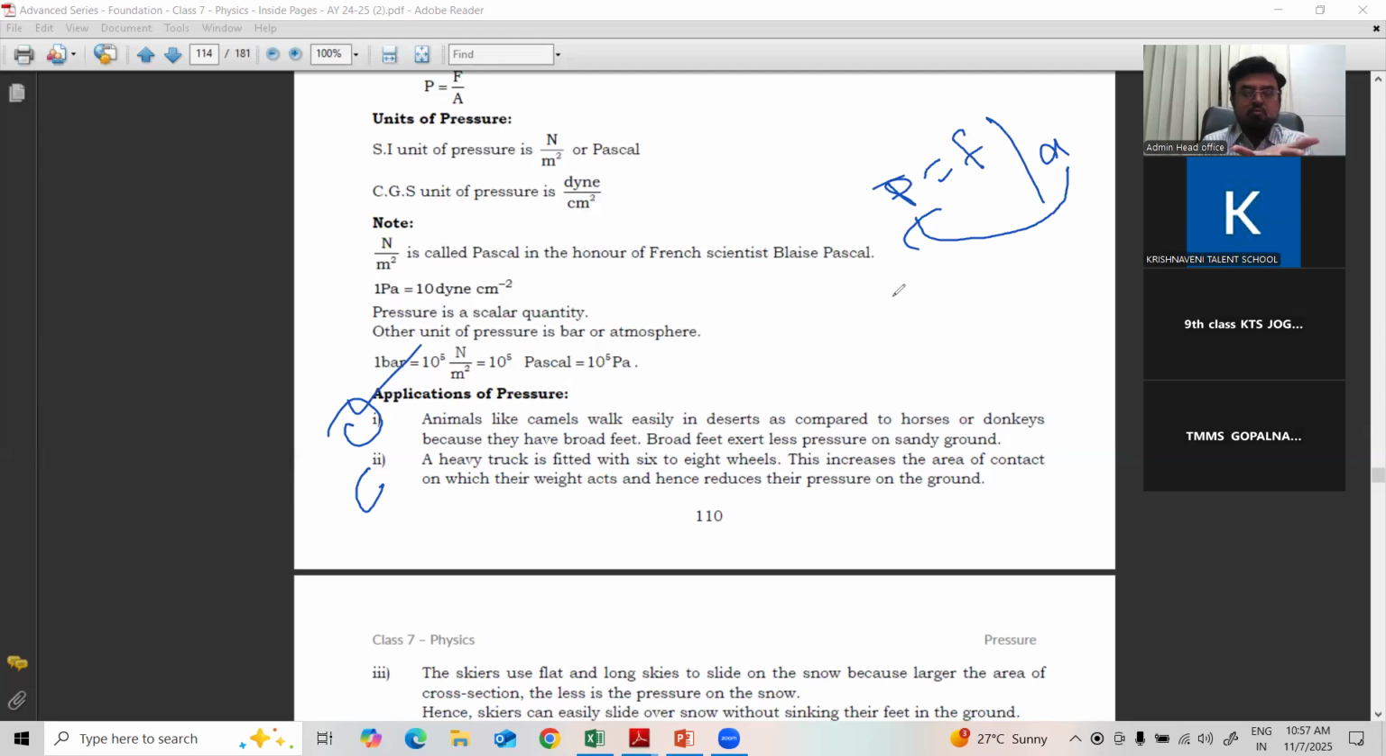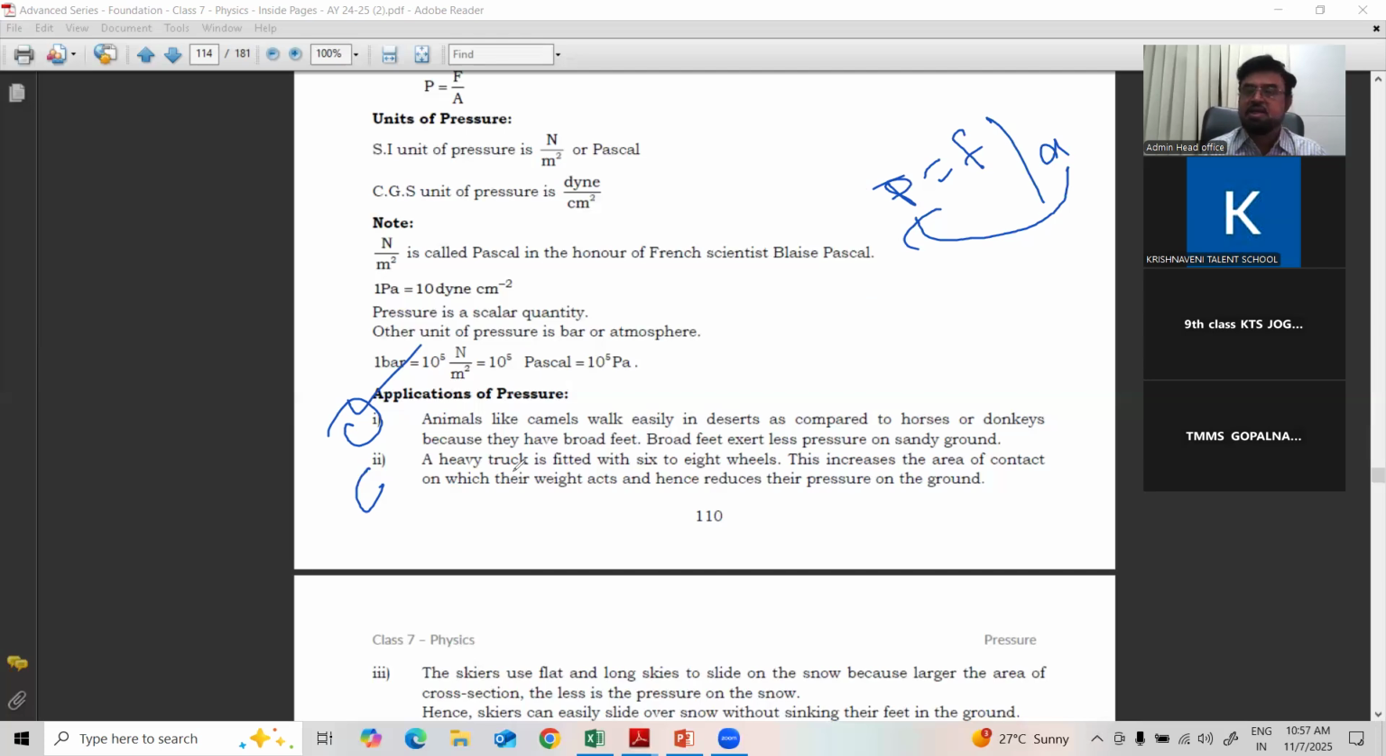When area is more, pressure is less. When you compare to a horse or donkey or human being, the camel's legs have a very big area. So because of more area, less pressure falls on the floor, so they can walk easily. But we cannot walk on beach or sand areas, deserts, because our foot rest has very little area. Greater the area, lesser the pressure. Lesser the area, greater the pressure. Clear? That is one example.